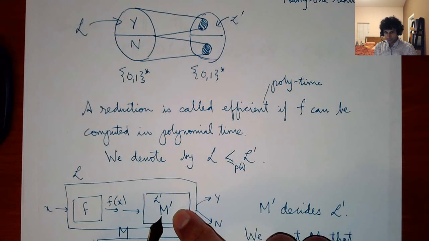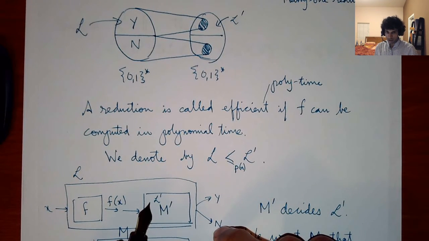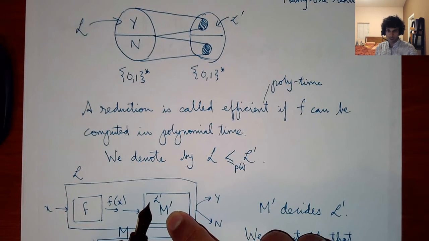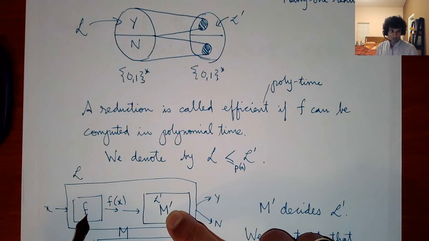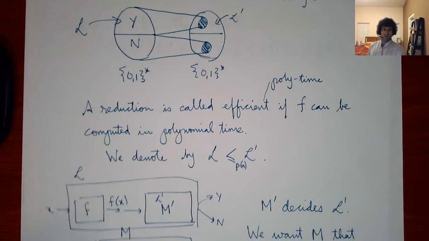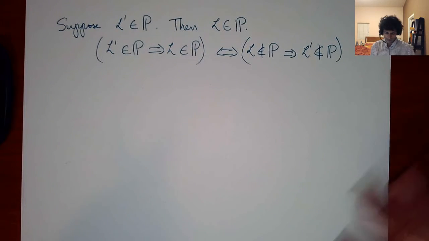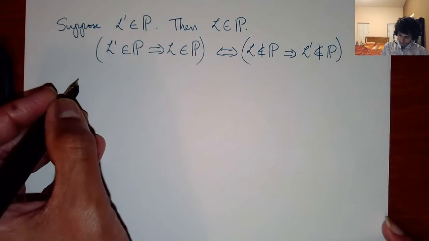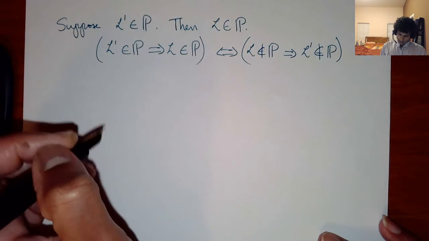So if this box in here is efficient, which means the M prime runs in polynomial time, and f can be computed in polynomial time, because, and this is sort of important, this is something that I've kind of skipped over. Maybe let me write this out more precisely. I think I'm skipping a step here. So let me explain this more.